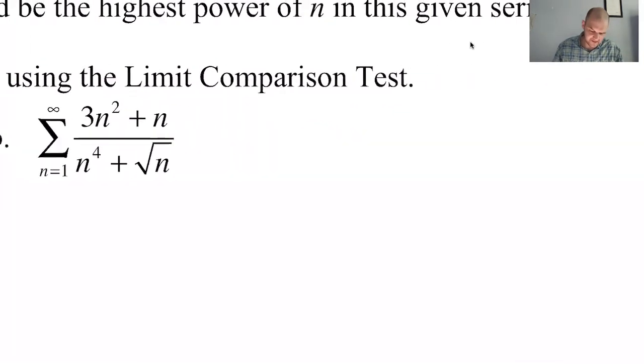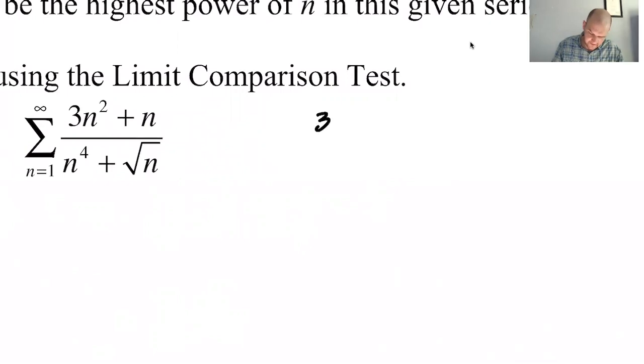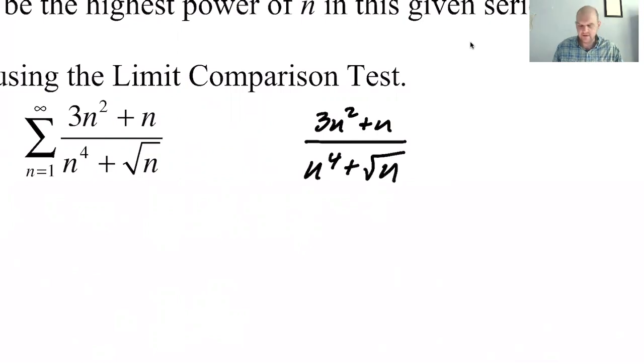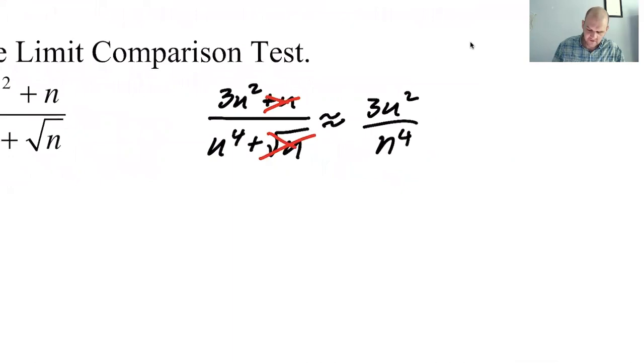All right, so when I look at this, let me just show you how I work this out. So 3n squared plus n over n to the fourth plus radical n. If n is enormous, if n is huge, then this part doesn't really matter, and this part doesn't really matter. So that means this is approximately just 3n squared over n to the fourth. So I look at the dominant term. If n is going to infinity, what is having the most impact in the numerator? What's having the most impact in the denominator? And just ignore all the other stuff because it's just going to go away. Well, it doesn't go away, but it just doesn't contribute a lot. So this is 3 over n squared.